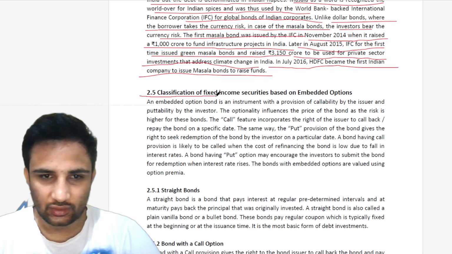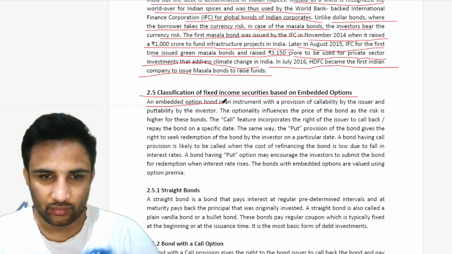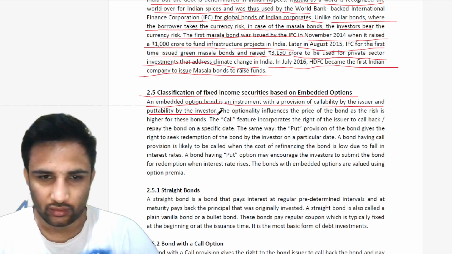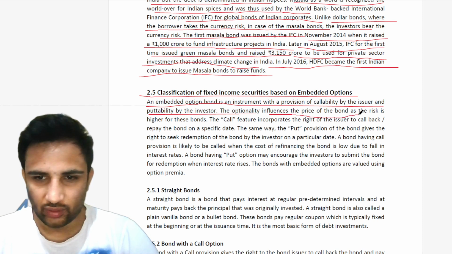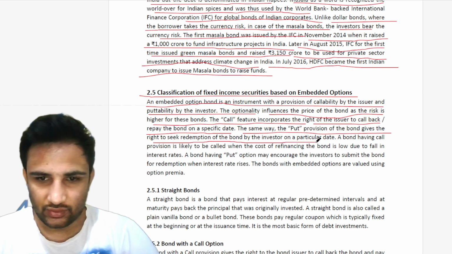Chapter 2.5 Classification of Fixed Income Securities based on embedded options. An embedded option bond is an instrument with a provision of callability by the issuer and putability by the investor. The optionality influences the price of the bond as the risk is higher for these bonds. The call feature incorporates the right of the issuer to call back, repay the bond on a specific date. In the same way, the put provision of the bond gives the investor the right to seek redemption of the bond on a particular date.